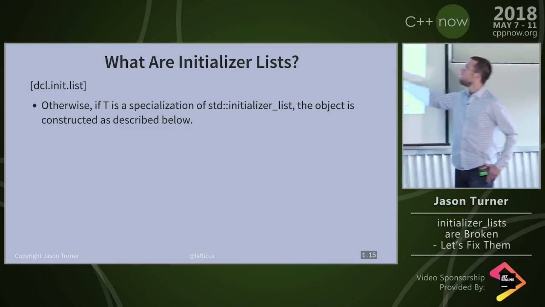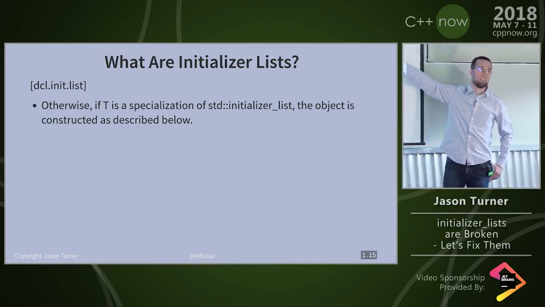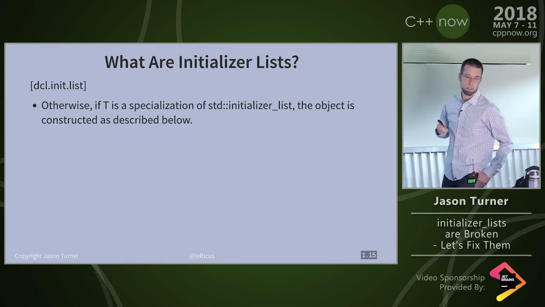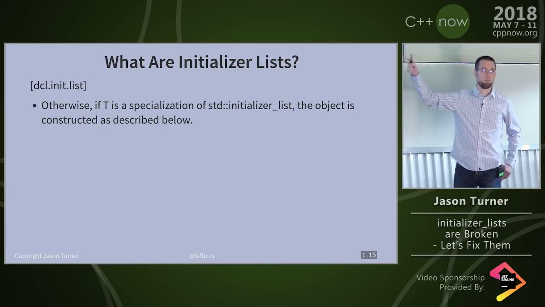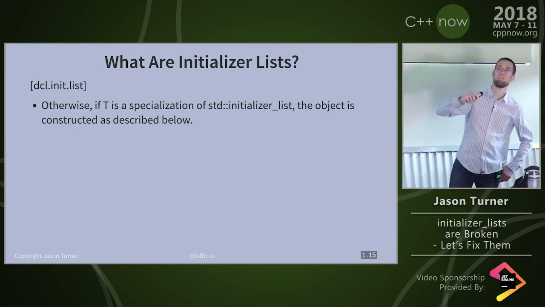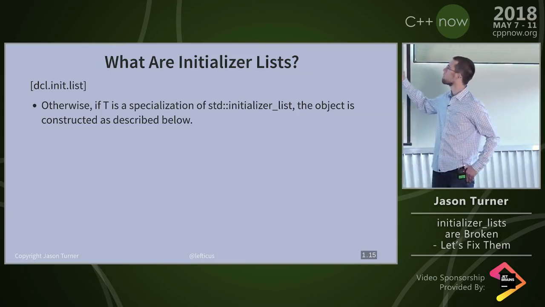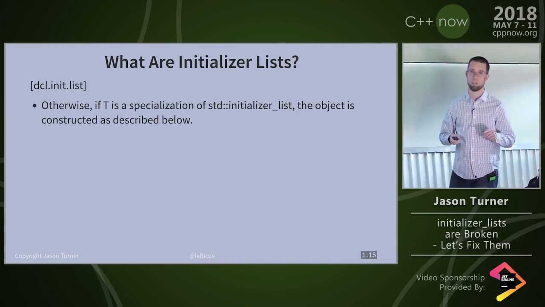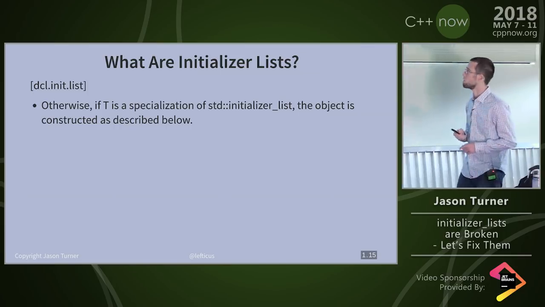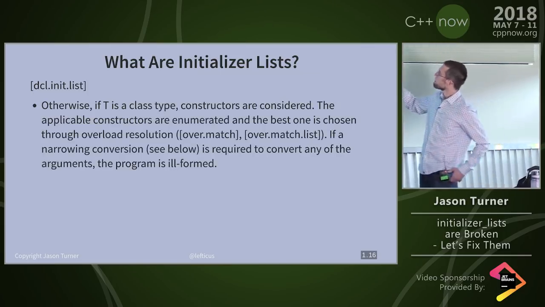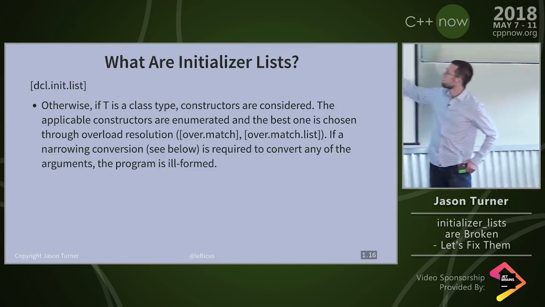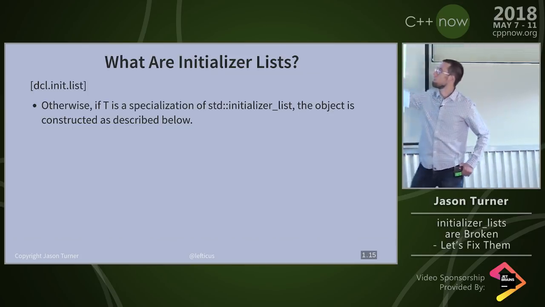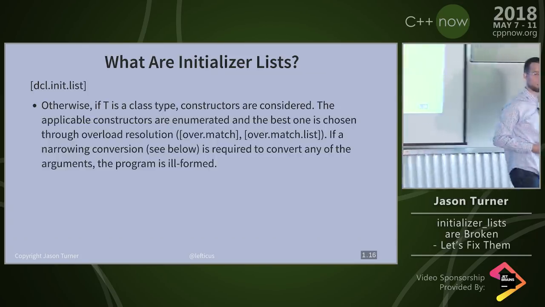Otherwise, if T is a specialization of std::initializer_list, this is the bit that we will be paying attention to. What does specialization mean? What's that? What does specialization mean? The question was, what does specialization mean? I believe it's just referring to a particular type of initializer list in this case. A template instantiation. Otherwise, if T is a class type, constructors are considered, and then we get this. I wanted to go back up to this one. The object is constructed as described below. We'll come back to that.